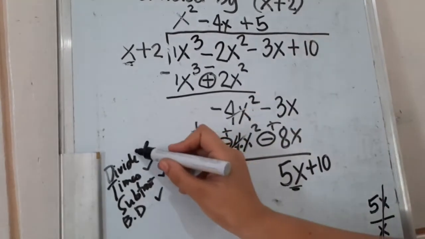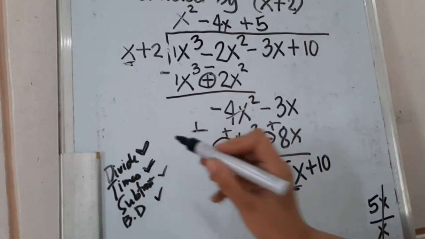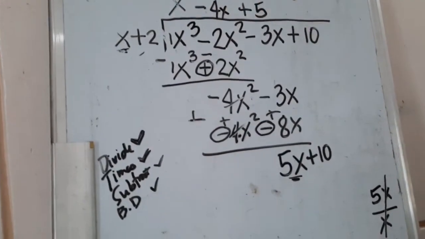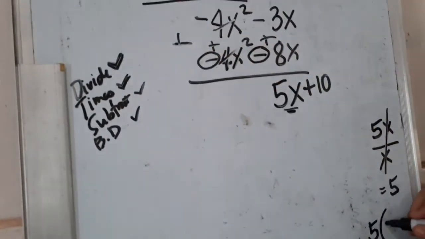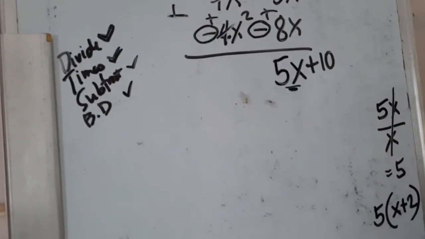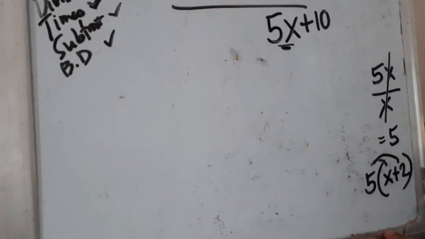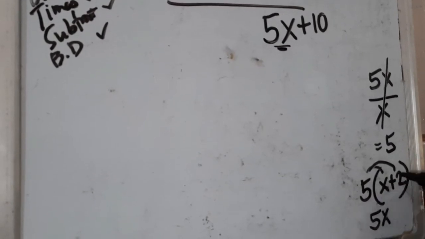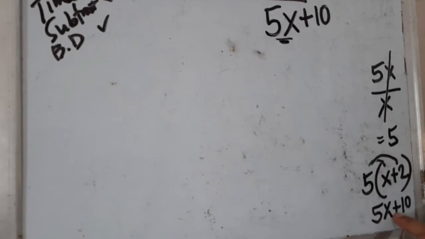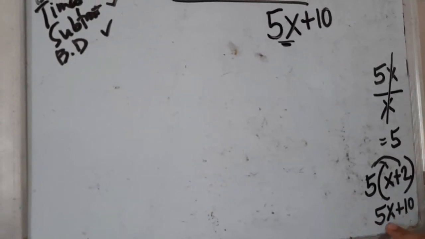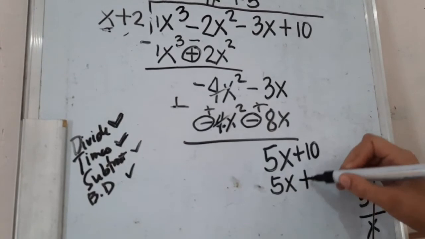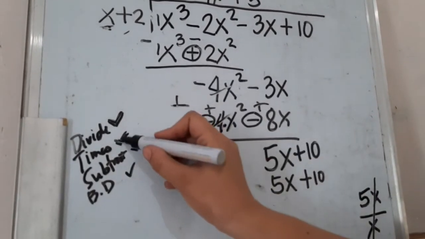After that, we are done with the division. Then we can now multiply. The answer that we have here, which is 5, will be multiplied to the divisor, which is x plus 2. Doing again the distributive property, 5 times x is 5x, and 5 times 2 is 10. So our answer is 5x plus 10. The product will be put at the bottom part. We are done with the multiplication.